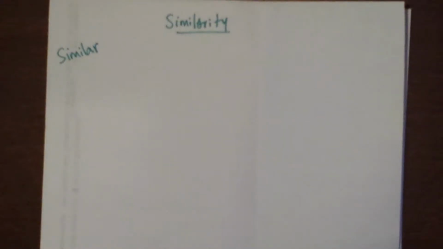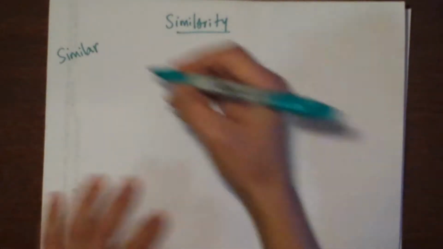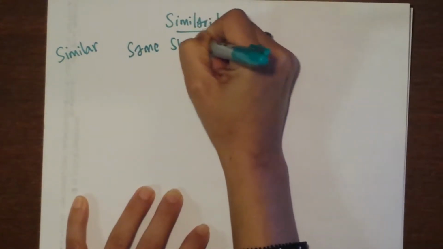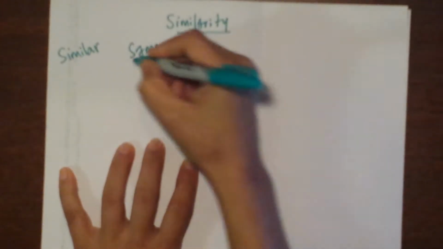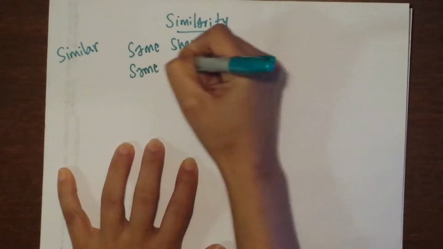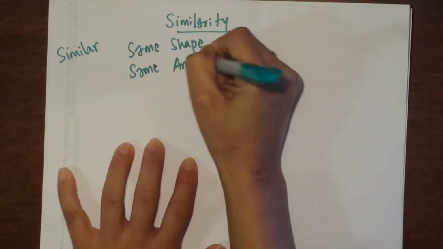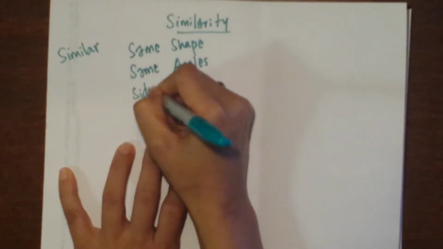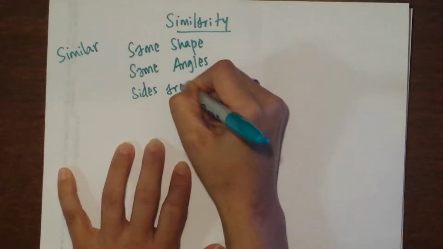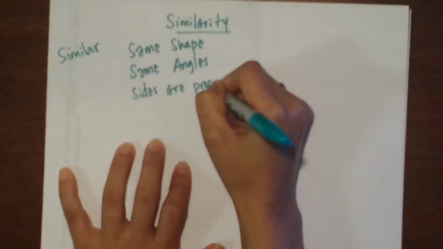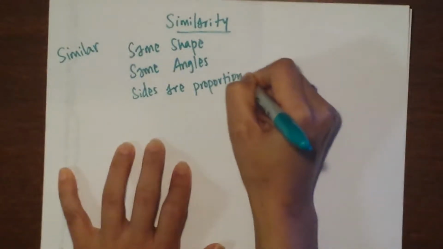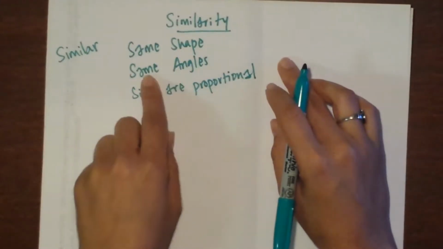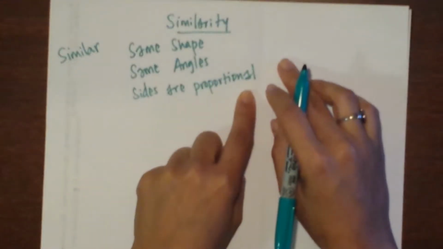Put very simply, similar just means you're looking at the same shape, with the same angles. And this is very important: the sides are proportional. So similar means the same shape, the same angles, and the sides are proportional.